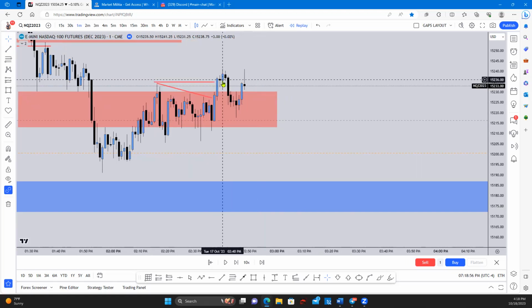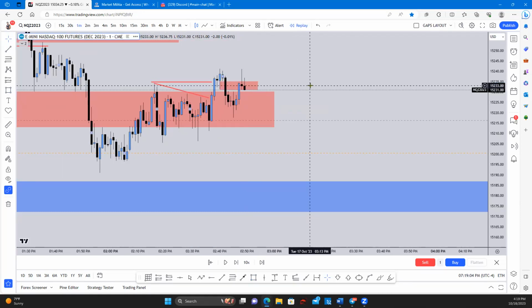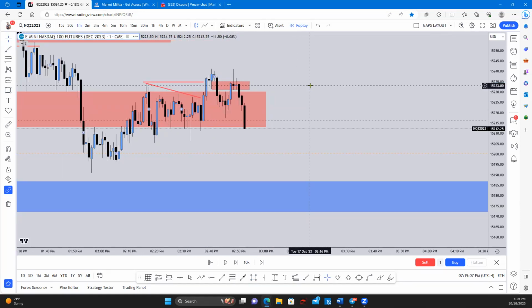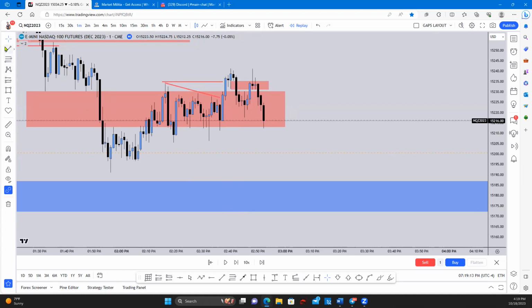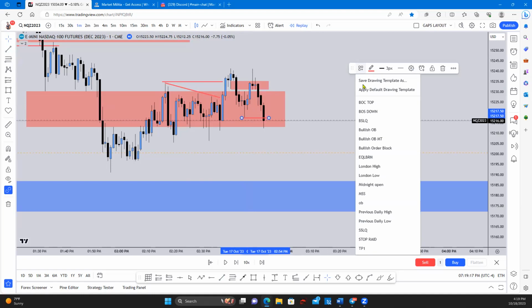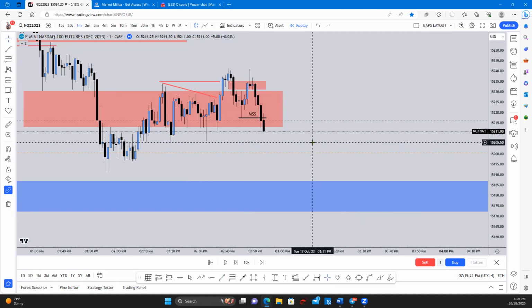Okay, so we tap in again. Looks like we're respecting this one in here. There we go. So see how we have a nice displacement here? And we put in this low and then broke it with the candle body close here. So we have market structure shift. Let's see if it gives us a fair value gap.